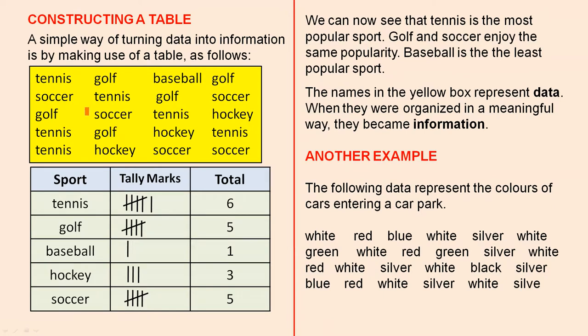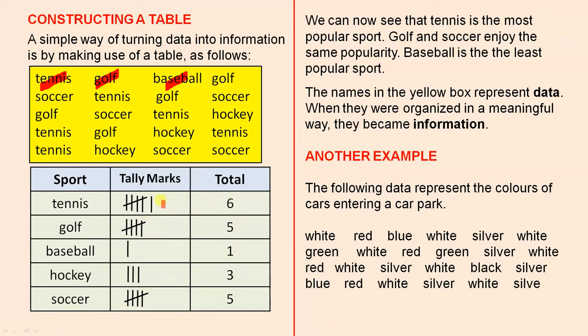Now one good way to do it is this. This is what I've found. If you cross tennis off, vertical stroke. Golf, vertical stroke. Baseball, vertical stroke. And you keep going till you finish the whole list. So once you have all the tally marks done, you just write the numbers there.